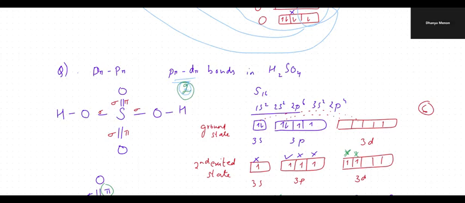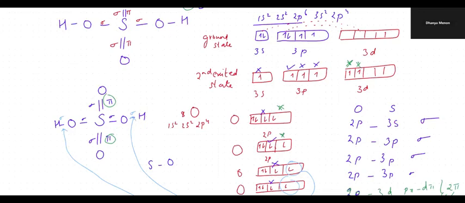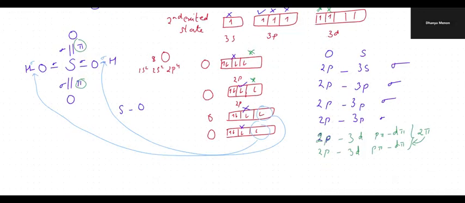Okay, so students, in today's video, we talked about the pi bond. We did some questions on p pi, p pi and p pi, d pi bonds, which is very important for the JEE and NEET. A lot of questions are asked from this part. Our next video will be on hybridization.